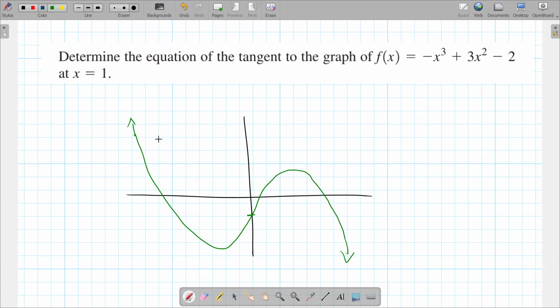Determine the equation of the tangent at x equals 1. So x equals 1, let's say this is 1. So this is our y value. We don't know what it is yet. But what we're trying to find is the equation of this tangent line at that point. So the question is, what is mx plus b? Specifically, what is m and what is b? If we have our m and our b, then we have the answer. Okay, so how would we find m?